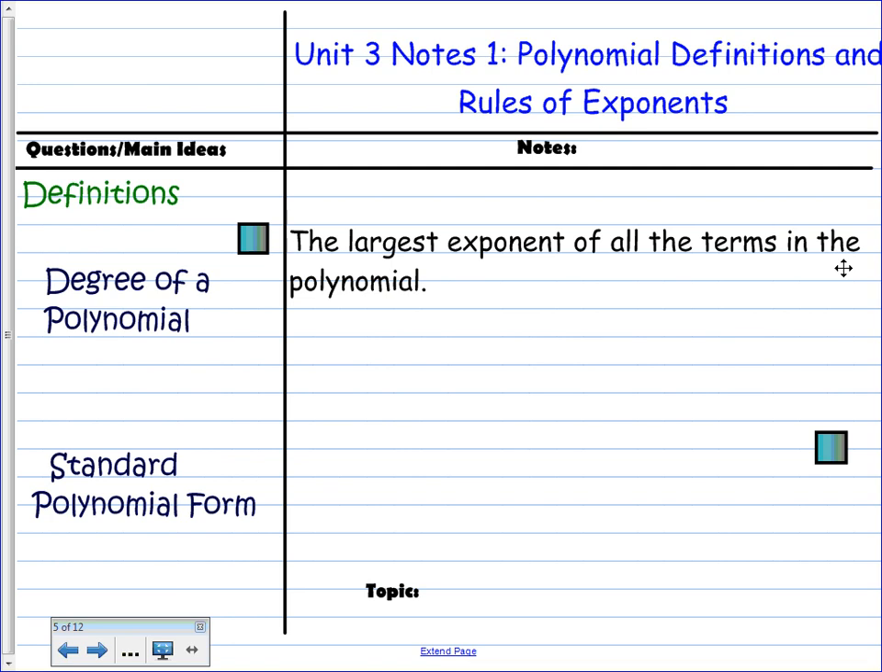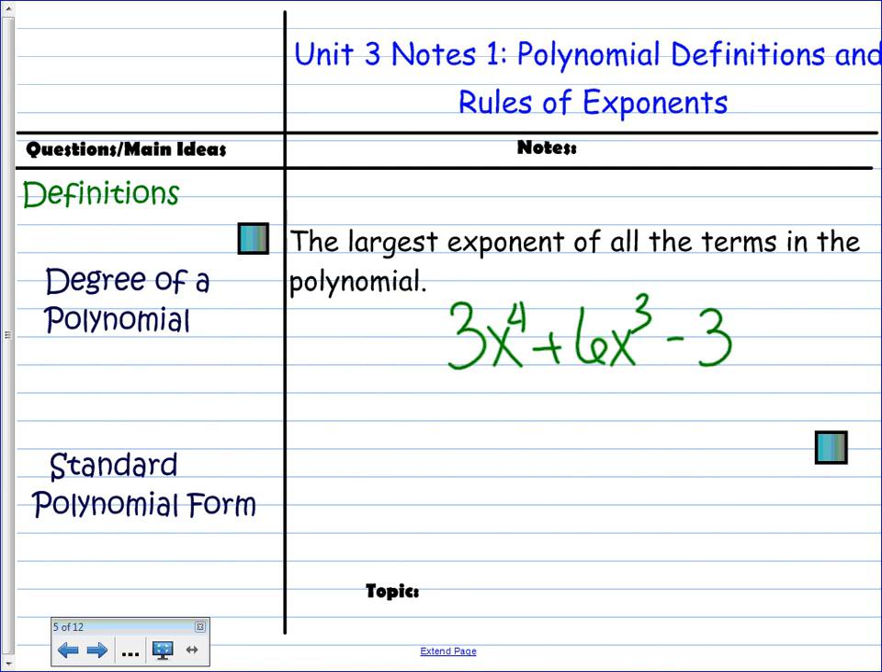But now we want to talk about the degree of the entire polynomial. The degree of the entire polynomial is the largest exponent of all the terms in the polynomial. So let's say it's something written like this. I had 3x to the fourth plus 6x cubed minus 3.